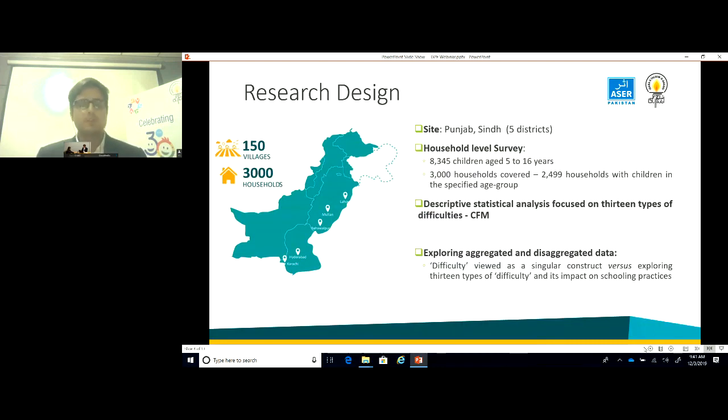For the purpose of this presentation, we have used data from a household level survey, which has utilized the child functioning module along with a household observation sheet. As part of the survey, we have adapted and translated the child functioning module for 5 to 17 years old and have used it for 5 to 16 years age group in order to be aligned with the mainstream ASER survey. The survey has covered almost 3,000 households, and from these 3,000 households, we found 8,345 children within the age group of 5 to 16 years.